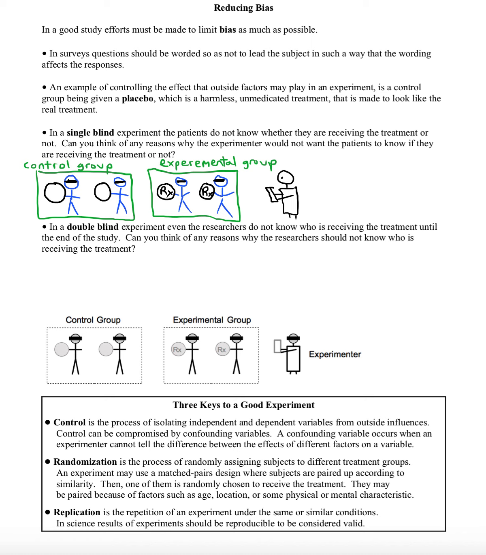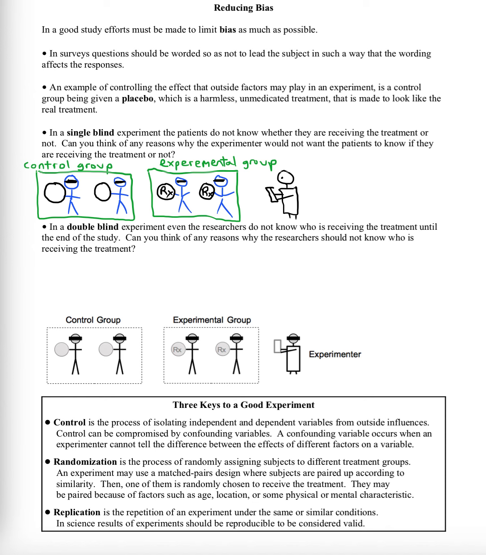Could you think of a reason why the experimenter doesn't want the patients to know whether they're receiving the treatment or not? The experimenter wants to be sure that both the control group and the experimental group equally experience placebo effect if there is one. That's because those who are being treated may improve for psychological reasons alone. We want to see what part of their improvement is actually due to the medication.